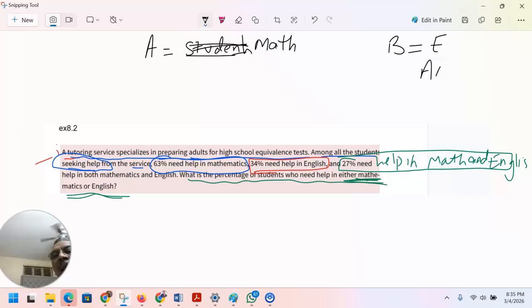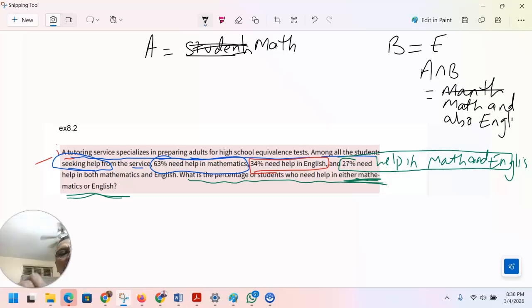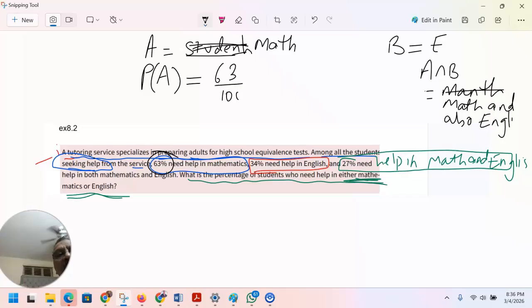That means what is A and B? This basically means a student who goes for both maths and also takes help for English. Both. Now what did they give us? You can see 63% need help. That means probability, if you choose a student, that this student is going to need maths help. 63% means 63 out of 100. It means it is 0.63.